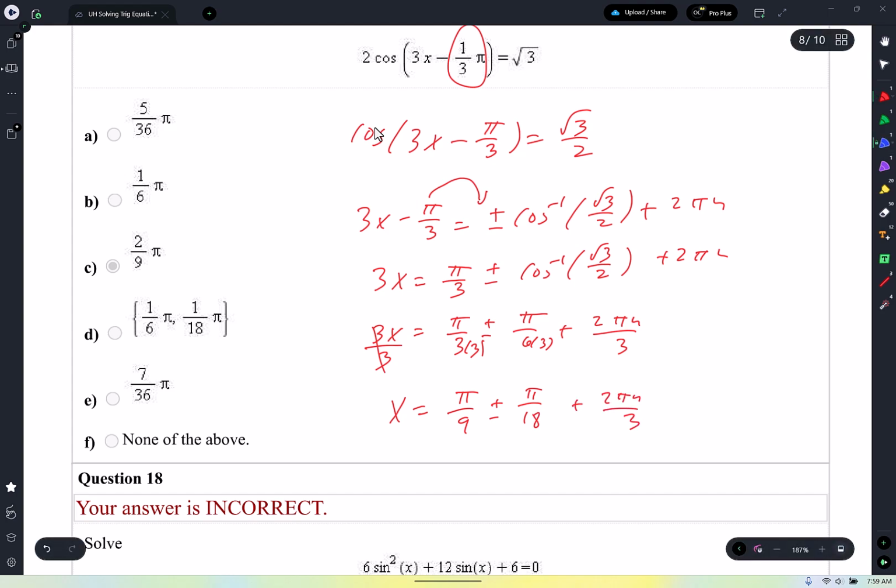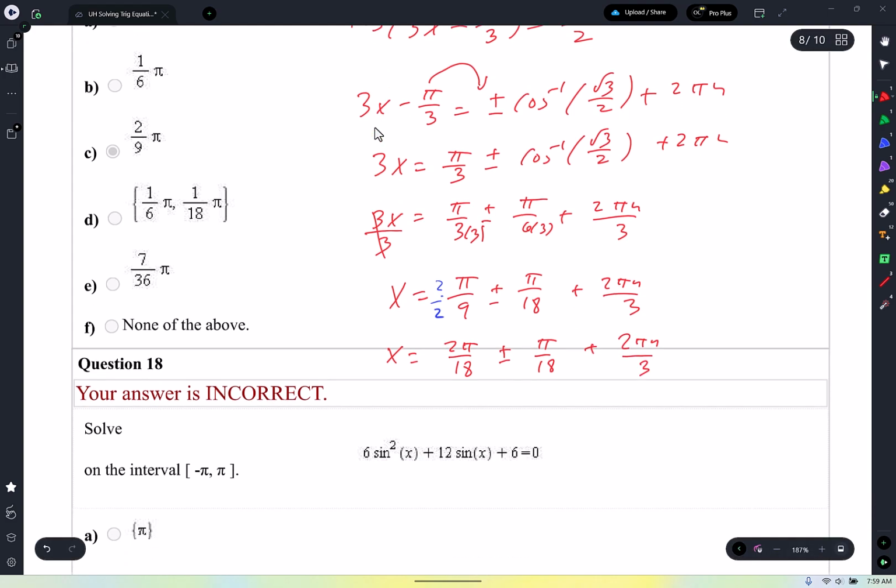I'm going to do common denominator here, guys. So I'm going to multiply this guy by 2 over 2. So x equals 2 pi over 18 plus or minus pi over 18 plus 2 pi n over 3. So let's see what we get.